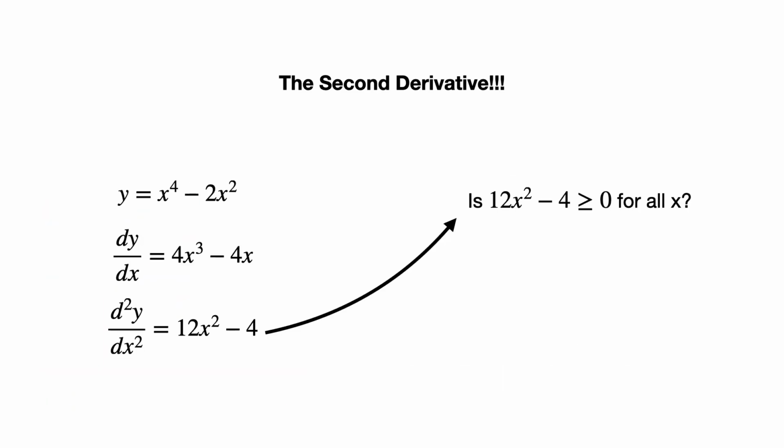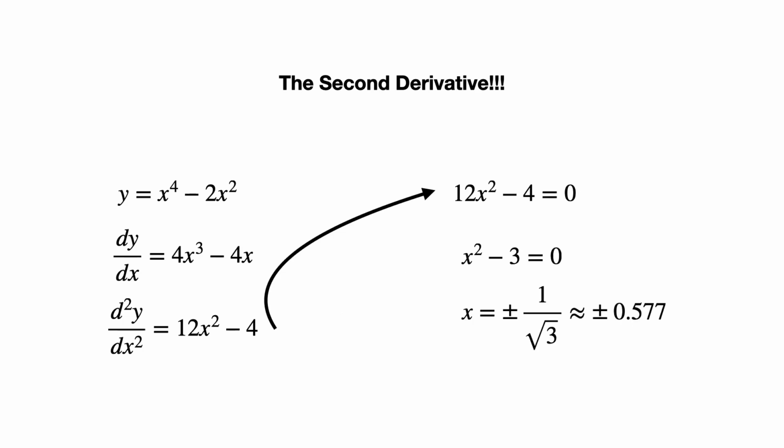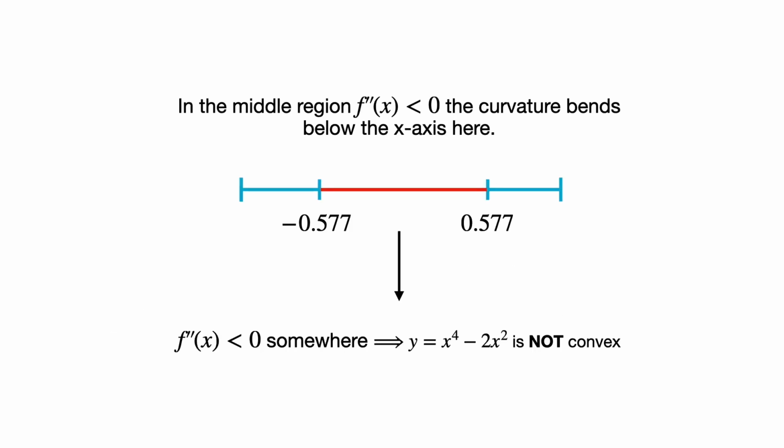Now we check, is 12x squared minus 4 greater than or equal to 0 for all x? We can do this by setting the equation to 0 and solving for x, where we end up with plus or minus 0.577. We can take a sign test and find that the function is negative between negative 0.577 and positive 0.577. This would have been obvious since we had a negative intercept, so we already knew the function was below the x-axis at that region. This means the second derivative of f is less than 0 somewhere. So y equals x to the fourth minus 2x squared is not convex.